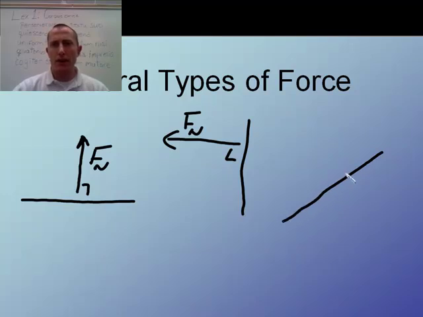And if we have some angle, some ramp or hill or whatever it happens to be, our normal force again is going to act out at a 90-degree angle from that surface. So it's going to look like that.